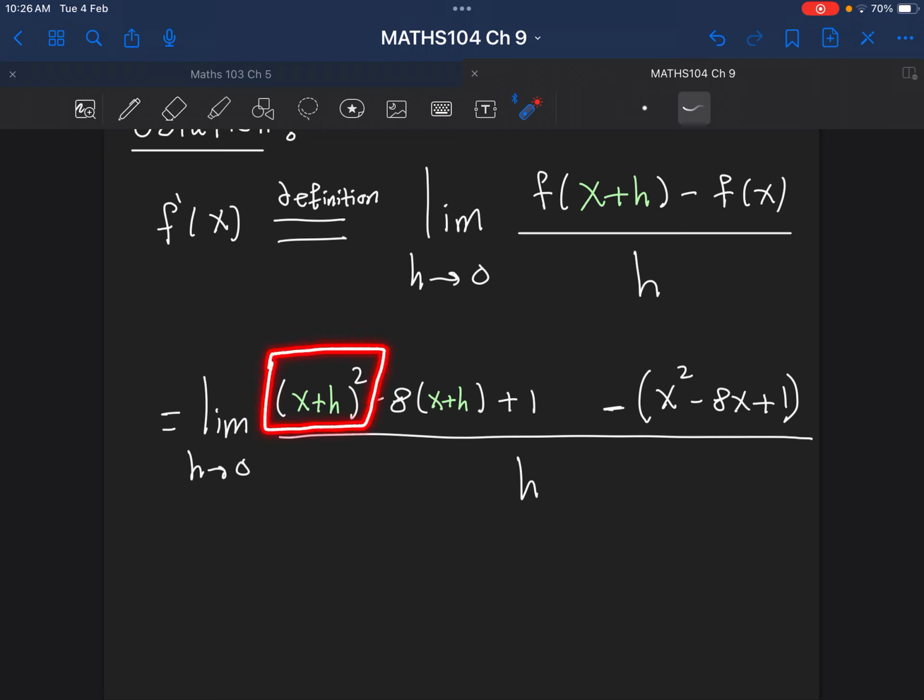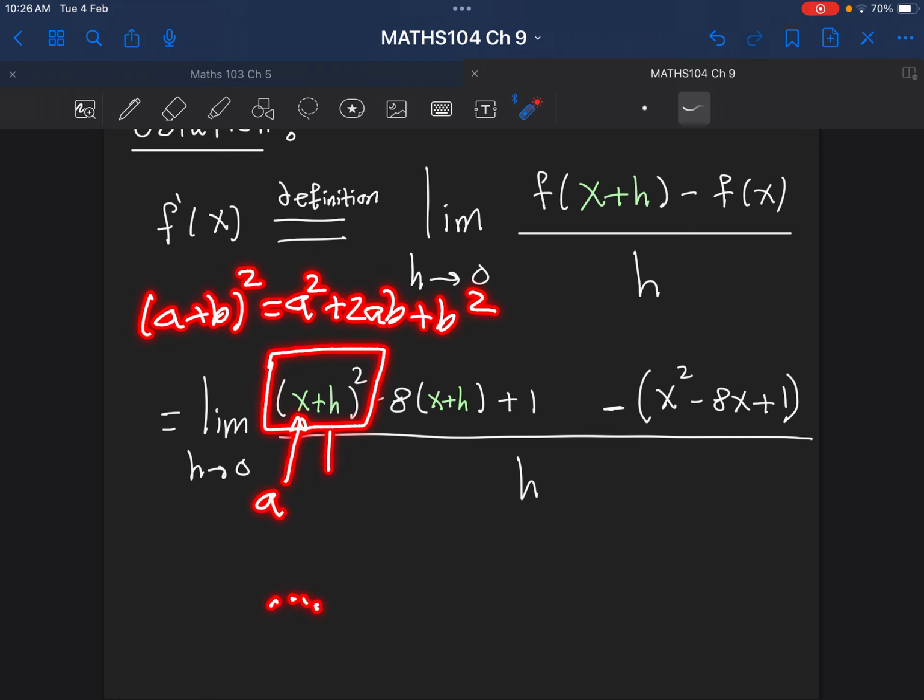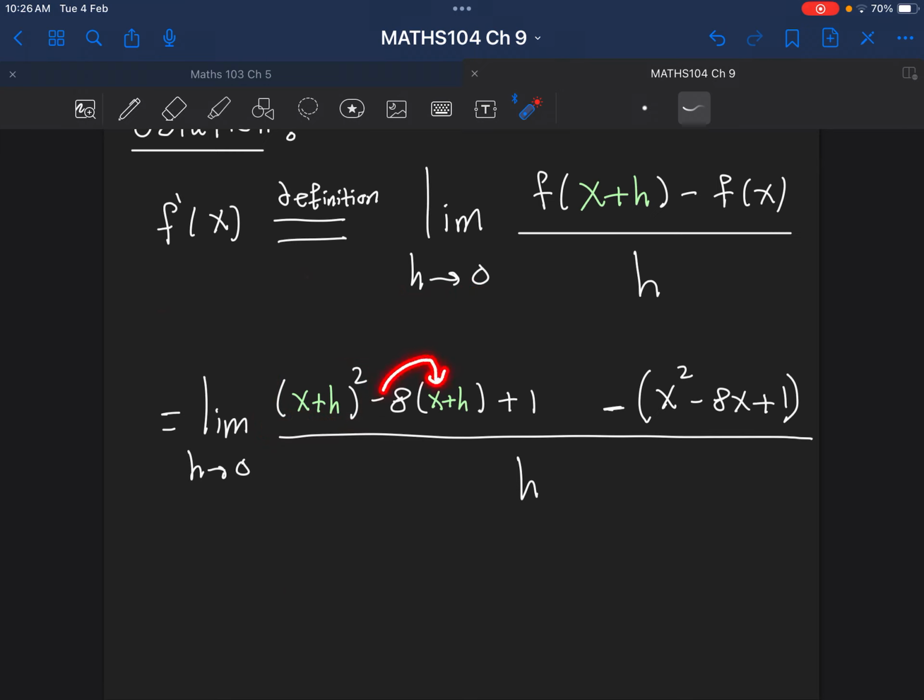For example, the first term is something squared. It is a plus b all squared. And you remember, this is a squared plus 2ab plus b squared. This is the formula how we expand the square. We will write it down here. We will expand it. Of course, a is my x, b is my h. Next, I have 8. I will get it inside the bracket. Next, I have negative. I will take it inside the bracket. And then, hopefully, we will have a kind of cancellation here and there.